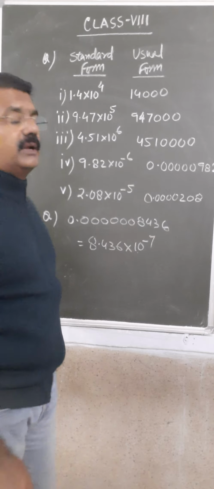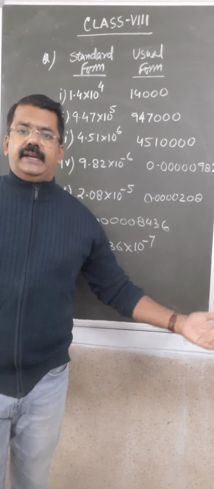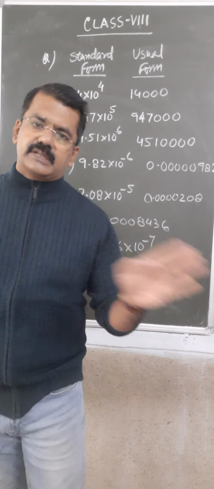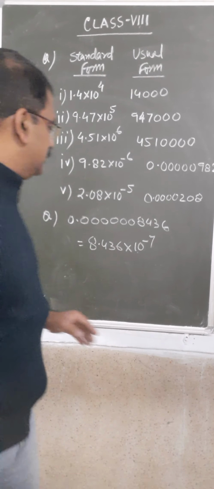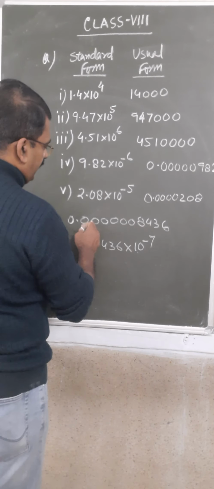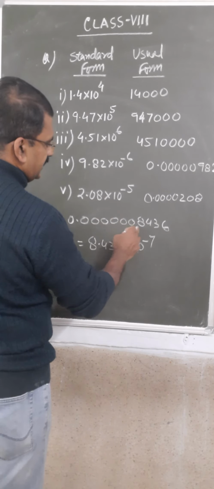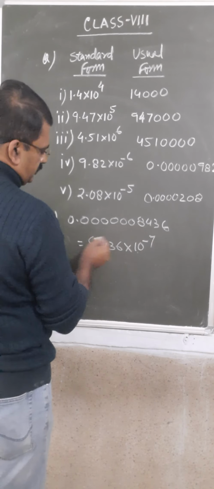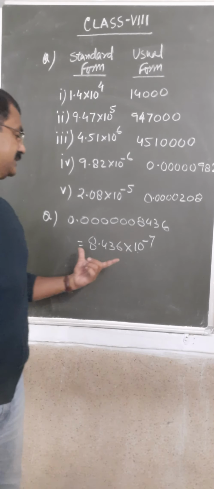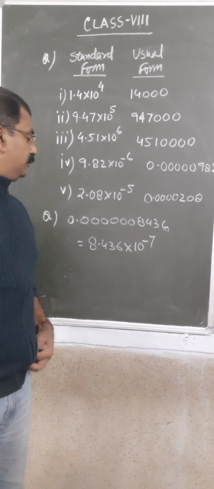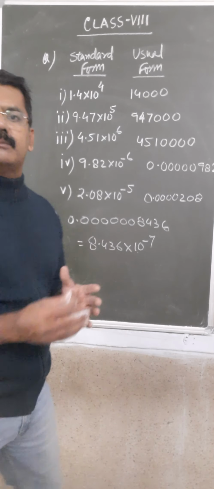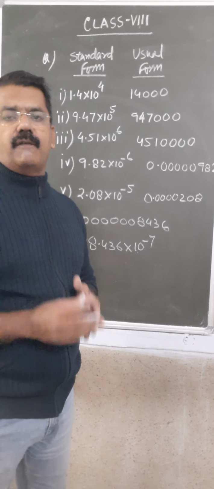When you shift the decimal towards right, then the power of 10 is negative. When you shift the decimal towards left, then the power of 10 is positive. So here we have shifted the decimal towards right. 1, 2, 3, 4, 5, 6, 7. 7 places. So that is why 10 to the power minus 7. So the number becomes 8.436 into 10 to the power minus 7. Definitely 8.436 lies between 1 and 10 and into 10 to the power minus 7. So this number is in the standard form.